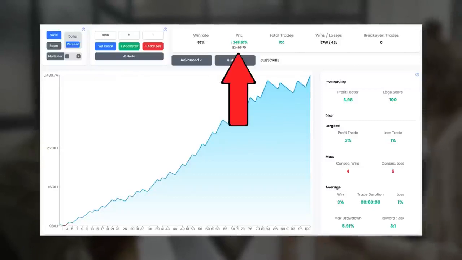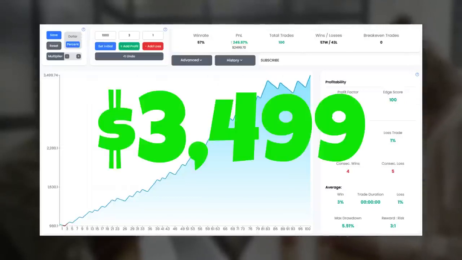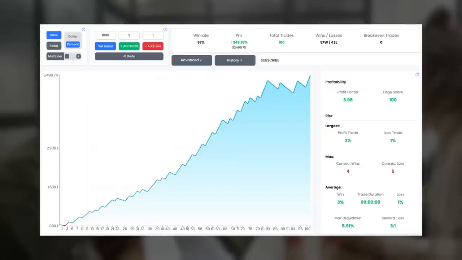We did 249%, almost 250% on the account, taking us all the way up to $3,499. Over 100 trades, we had a 57% win rate.